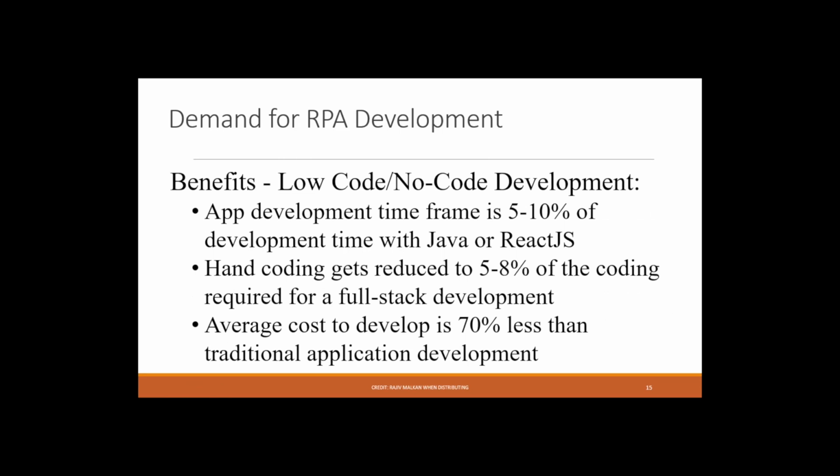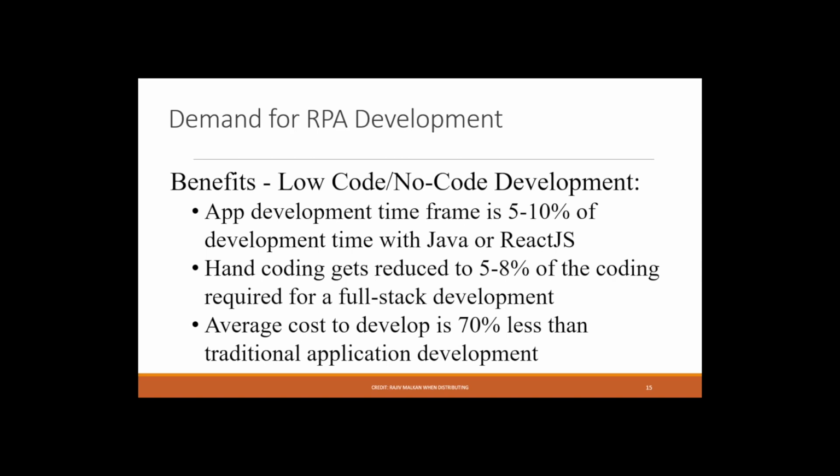All right, so there you go. These are true numbers out there: app development time is only 10% of what a Java or React or JavaScript programming approach would require. Hand coding reduces to only about 8 to 10%. The rest is all done by the automatic software.